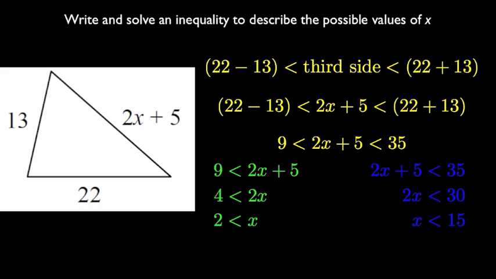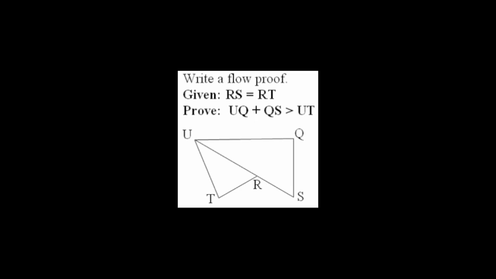And then finally, to answer this question, we bring the two statements together. X must be greater than 2 and less than 15. And finally, a flow proof. Let's say we're given in this smattering of triangles that RS is equal to RT, and our job is to prove that UQ plus QS is greater than UT. So take a minute, sketch this in your notes.